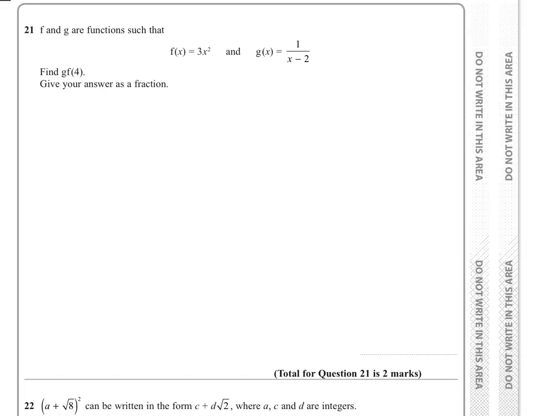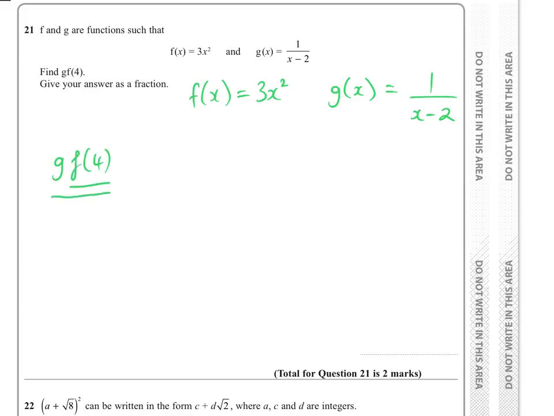Question 21. f and g are functions such that f of x always gives us 3x squared and g of x always gives us the reciprocal of x minus 2, i.e. 1 over x minus 2. We've got to find g f of 4. And my advice is to break this down from the inside to the outside. So always start on the inside here and then work outwards. So if we do f of 4 first, that will be 3 times 4 squared.